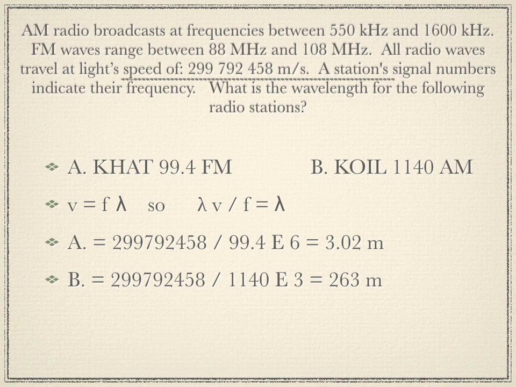B, we still use 299,792,458, but now we're dividing by 1140, and we put exponent 3 because it's AM, and AM is in kilohertz. Kilo, 10 to the third. So 1140 exponent 3, that means that AM waves are huge compared to FM waves. FM waves are a couple times bigger than your body, but an AM wave, 263 meters, that's a big, huge wave. No big deal. The math there wasn't that hard. Just remember, mega means 10 to the sixth, kilo means 10 to the third. You got it made.